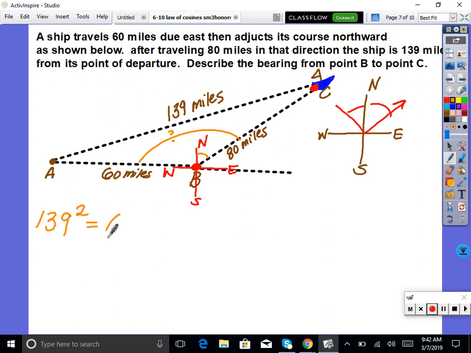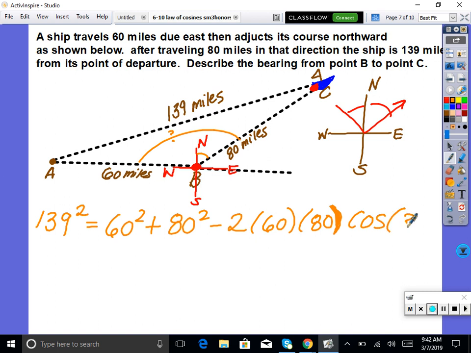139 squared is equal to 60 squared plus 80 squared minus 2 times 60 times 80 times cosine of angle question mark. Okay, so everybody practice. You guys go through, make sure you can find angle question mark correctly. I'm not going to go over it. I'm just going to write down what question mark is.